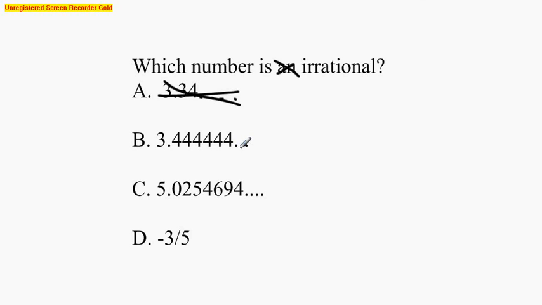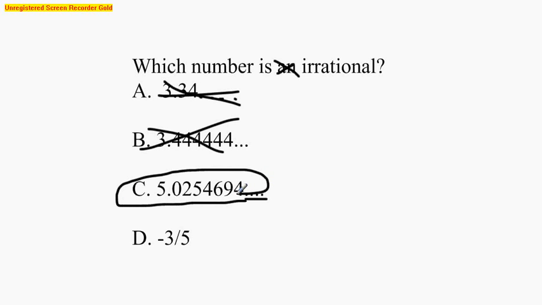Here, you got the decimal that goes on forever. However, it's a repeating decimal, and therefore it's rational. Okay, so this is not irrational. You look at this one, you got 0, 2, 5, 4, 6, 9. That doesn't look like it's repeating at all, and it's going on forever. So that means it is irrational. Okay? And then the last one, D here, that's written as a fraction, so that's obviously not the answer.